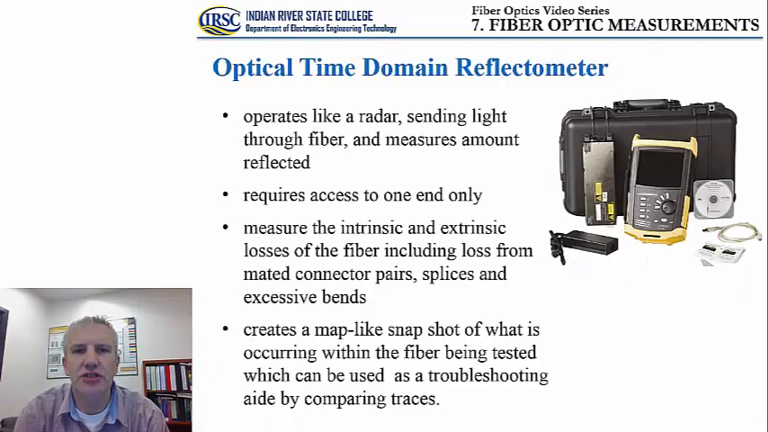And finally, the last portion of this lecture covers the optical time domain reflectometer. This is a very important piece of test equipment that has gained broad popularity in fiber optic measurements, as it provides a very comprehensive snapshot of what is going on in a fiber optic link that's being tested. We are talking about a piece of equipment that operates like a radar, in the sense that it sends light through the fiber, and then measures the amount of light that's reflected from different types of discontinuities that indicate certain faulty points along the fiber.